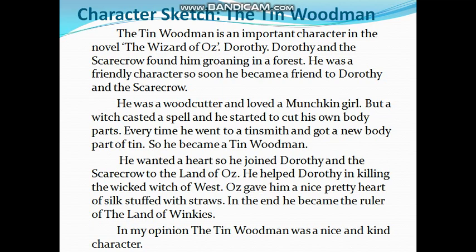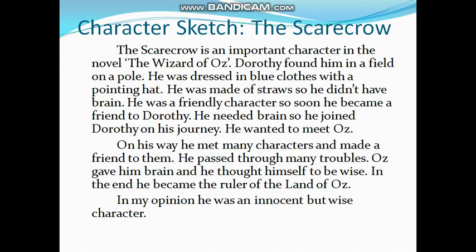In the same way, we have here the character sketch of the Scarecrow. In the beginning, it's saying the introduction of the character. The Scarecrow is an important character in the novel, The Wizard of Oz. Then how it started and what was his appearance. Dorothy found him in a field on a pole. He was dressed in blue clothes with a pointed hat. He was made of straw, so he didn't have a brain.